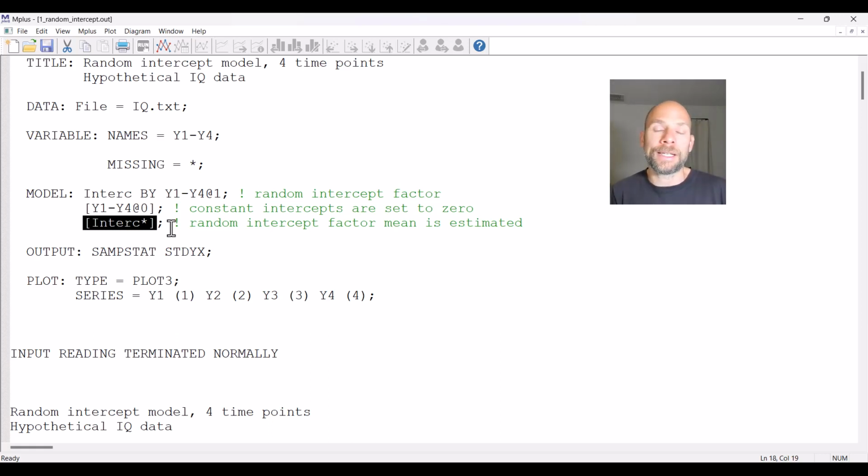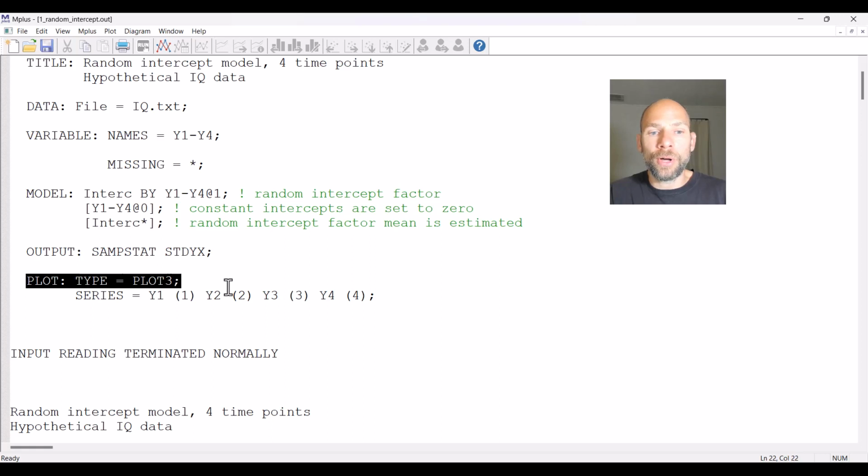By default, it'll estimate a variance for each latent factor that is in the model, and also a variance parameter for each error term that's automatically included when you specify a factor model. Also included in the syntax is an option for printing sample statistics, so you can take a look at your observed means, covariances, and correlations, and then stdyx to request the standardized parameter estimates, so that you would, for example, be able to look at the standardized factor loadings.